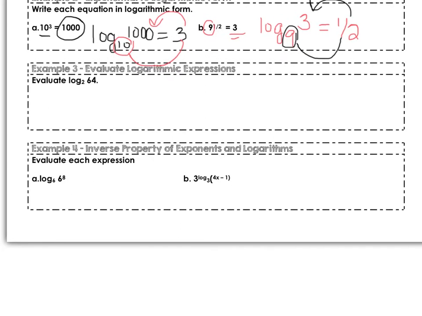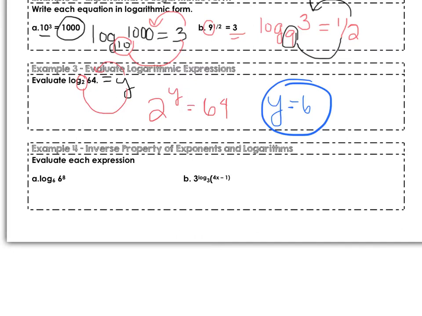All right, let's evaluate a logarithm statement because we don't need a calculator for this. Log base 2 of 64. Well, let's just set this equal to y. Let's also unravel it. 2 to the power of y is equal to 64. So 2 to some power is equal to 64. What is that power? Well, that's going to be 6. 2 to the 6 is 64.